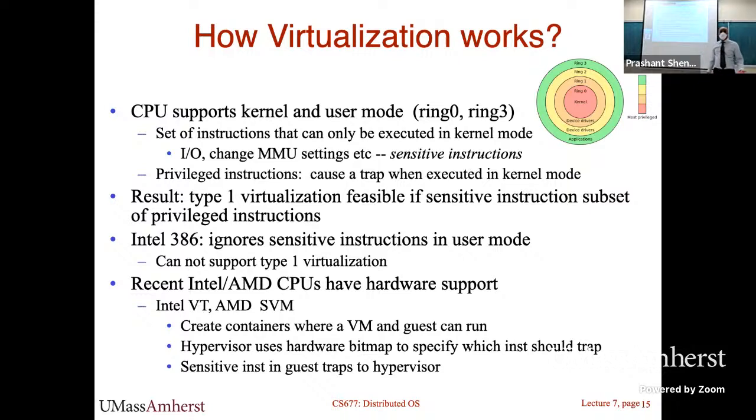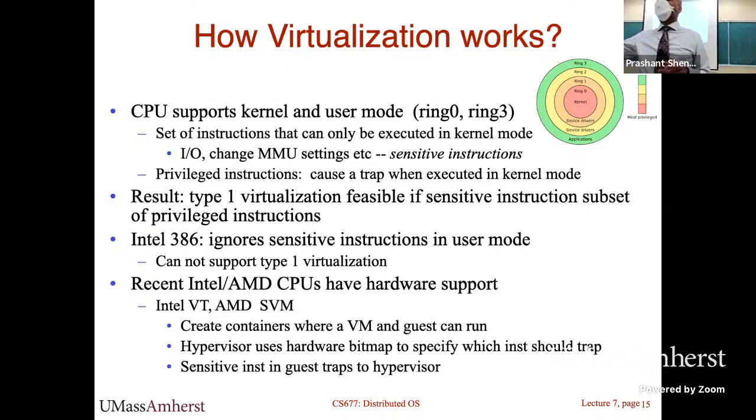Intel didn't support it until recently, and then they added extra hardware support to implement virtualization. In Intel, this is called VT, virtualization technology, and in AMD, it's called SVM, something virtual machine. I forgot what the S means. But both of them allow you to create a bit mask that says, for these instructions, create a trap. So it allows you to actually turn on virtualization support on the processor.